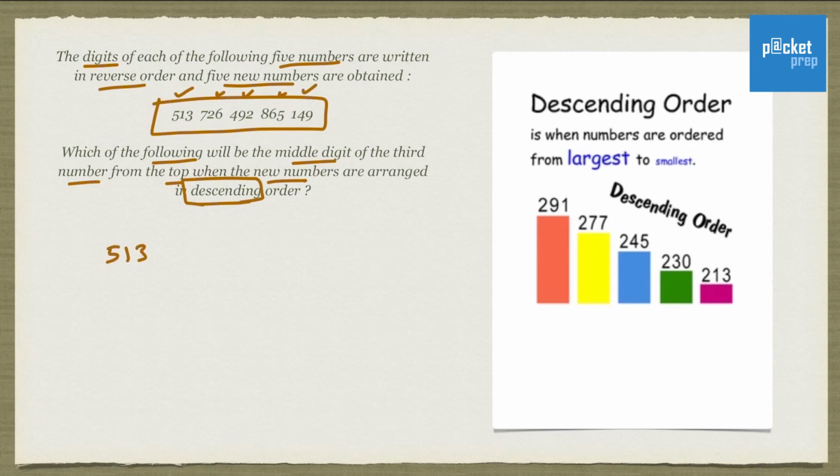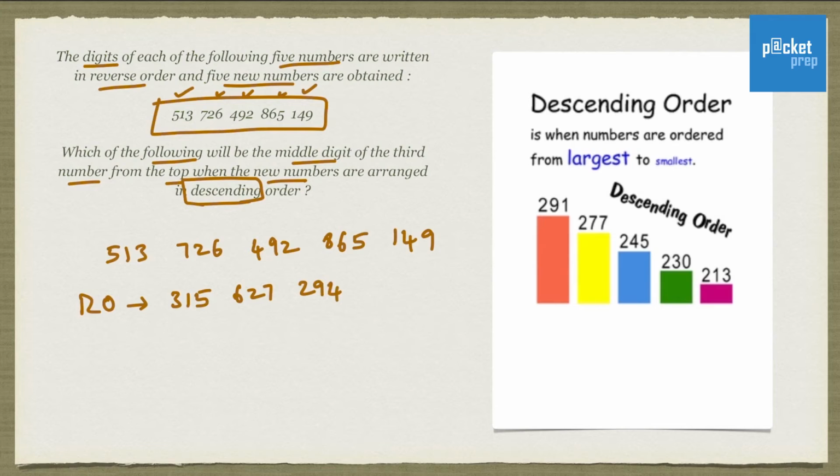Here are the given numbers 513, 726, 492, 865, 149. So reversing them, we get 315, 627, 294, 568, 941. I've just reversed the digits of each number. Got it? Now let's arrange these reversed numbers into descending order.